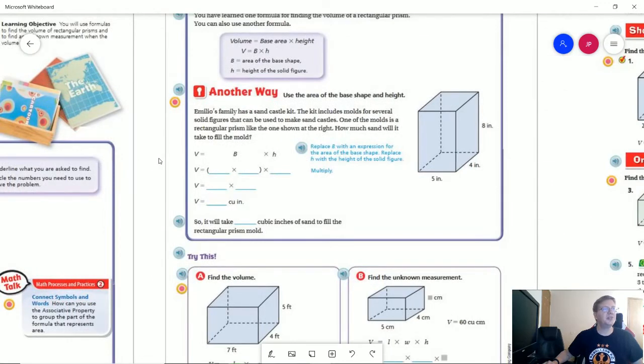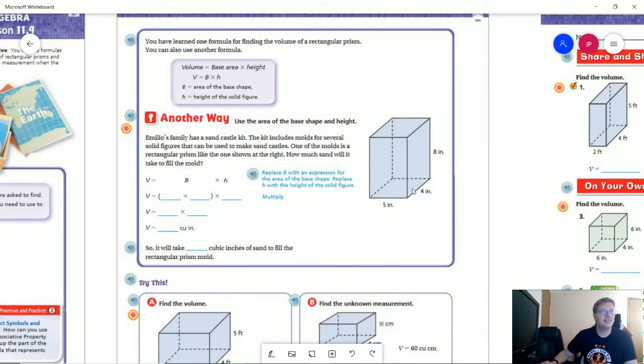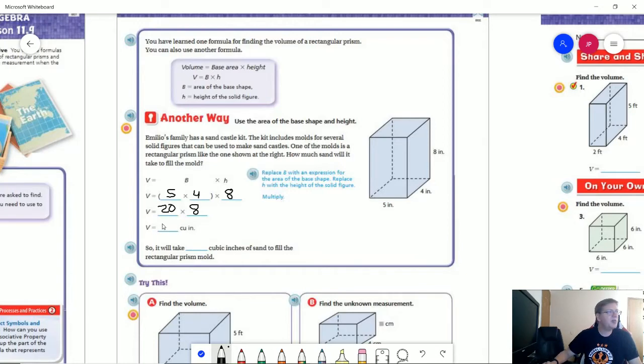And so this is the most basic way to do this. Again, we're going to look at this idea of using the area of the base. So for this one, that's what they're looking for. Our base is going to be 5 times 4, which is going to come out to being 20. And so we would multiply in our height. So 20 times 8 is going to give us our answer. That would be 160 cubic inches. And so for this particular mold that they're referring to, we would need 160 cubic inches of sand to fill that mold.